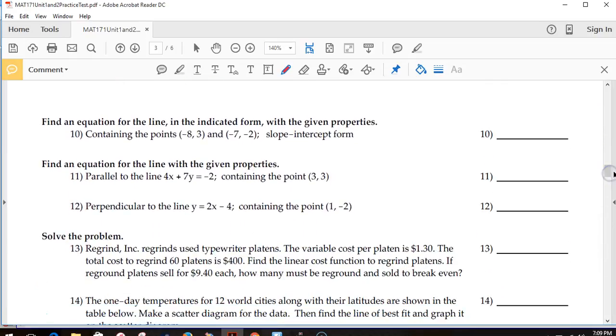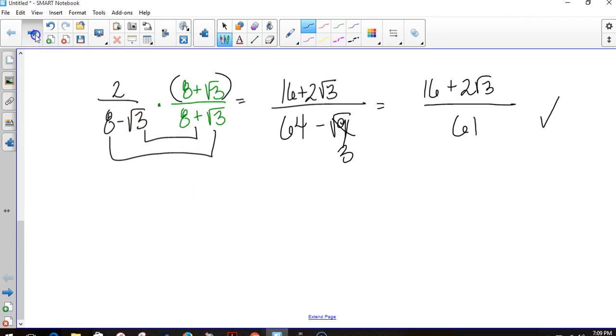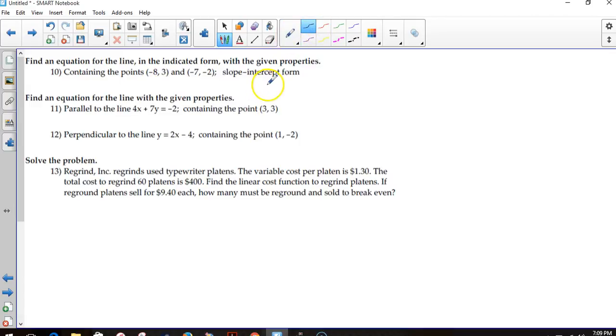For 10 to 13, and actually 14, we'll go back to the Smart Notebook. Now we're starting to look at Unit 2, where we're going to start looking at lines and then also solving systems. Find the equation of the line that has the points -8, 3 and -7, -2, and write it in slope-intercept form. So slope-intercept form is y equals mx plus b.